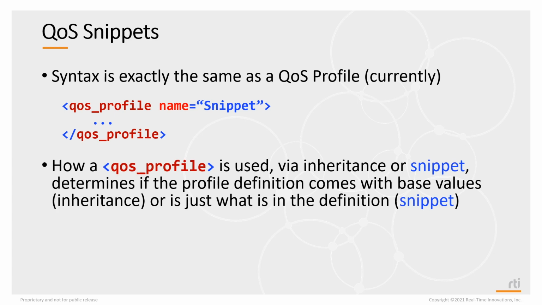If it's used via inheritance, then it will be the full profile. It will be a real QoS profile. But if it's used as a snippet, then all we're doing is taking the text of the snippet and not using the whole value of a QoS profile that would have been defined.